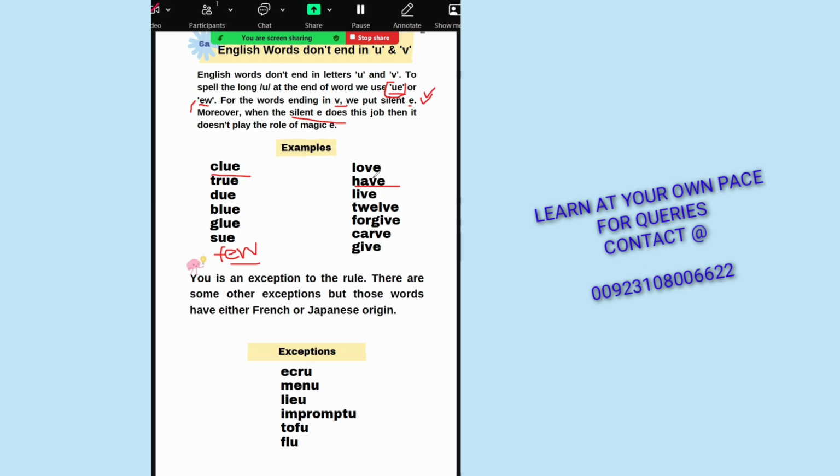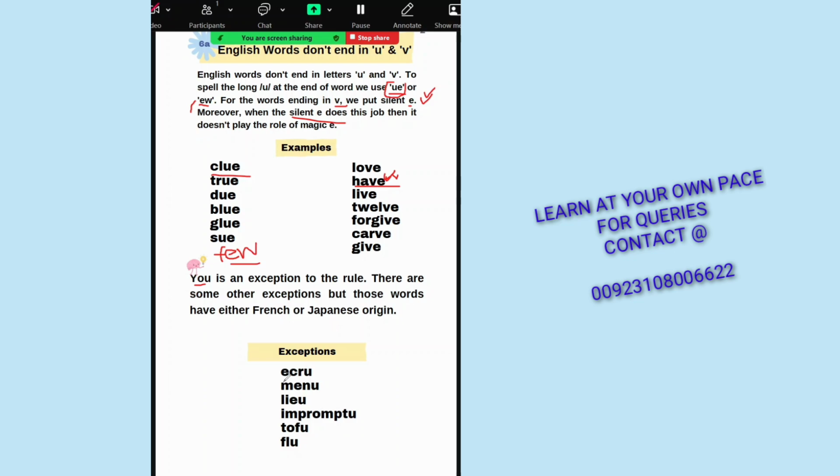Similarly, have. See, this word ends with the sound V. That is the sound for the letter V. So we will put the letter E, because as we know the spelling rule, English words don't end with V. So we will put a silent E at the end. But now the silent E will not perform the magic E activity. U is an exception to the magic E rule.